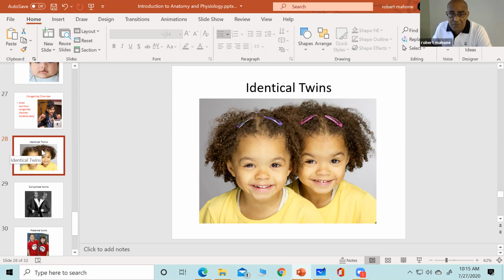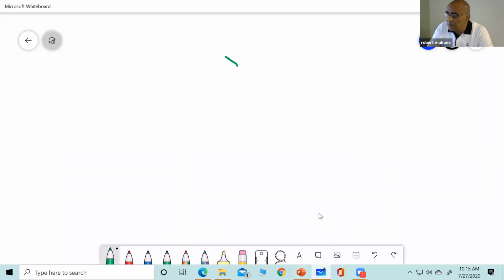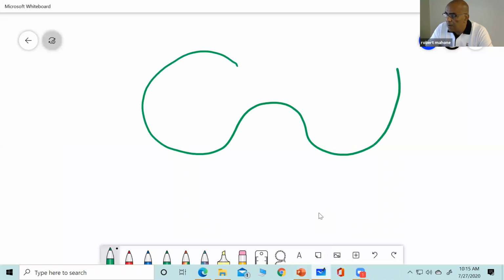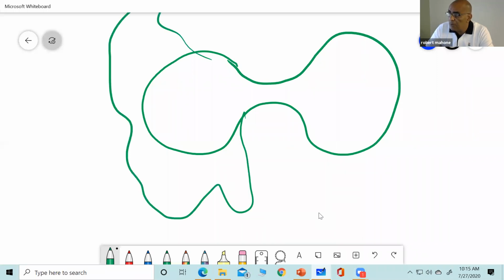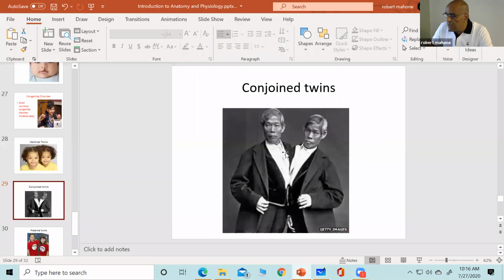All right. Now, sometimes when identical eggs split, it doesn't split completely. And you end up with something like that. And the splitting never happens completely. And they grow into people, still connected like that, full-grown folks. And the best example of them are Yin and Yang. They were Siamese, hence the term Siamese twins. They aren't the first one that this happened to, but they're the most famous.